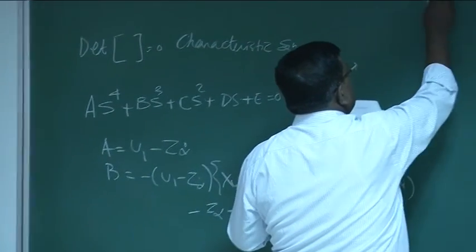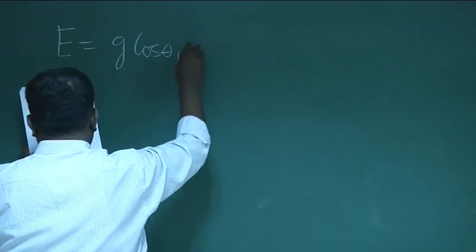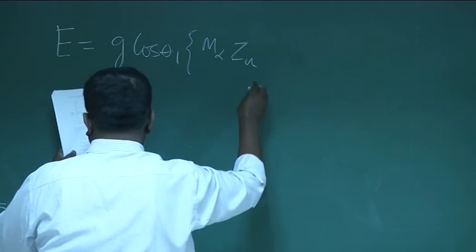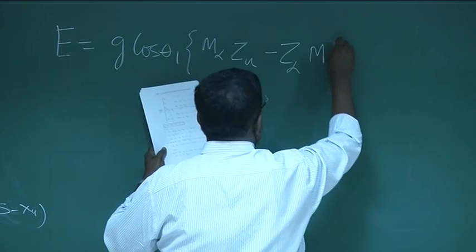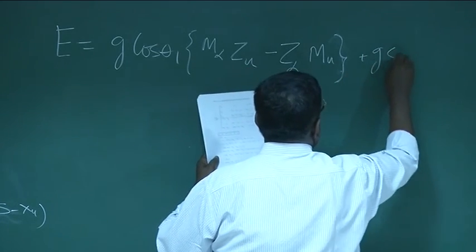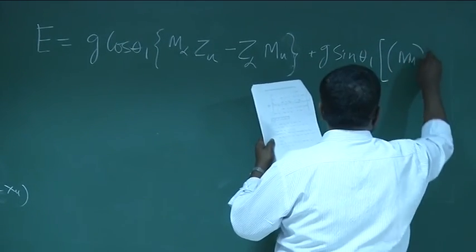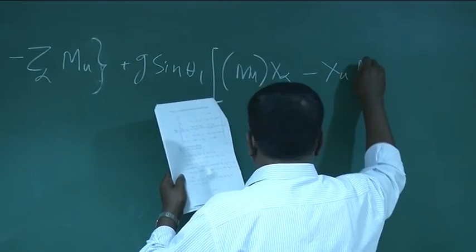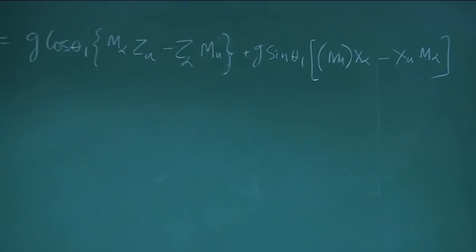If I see the expansion, E will come like this. E will come as g cos theta 1 into m alpha zu minus z alpha mu, plus g sine theta 1 into mu x alpha minus xu m alpha, something like that. This will come. If you expand, you will get it. Okay?